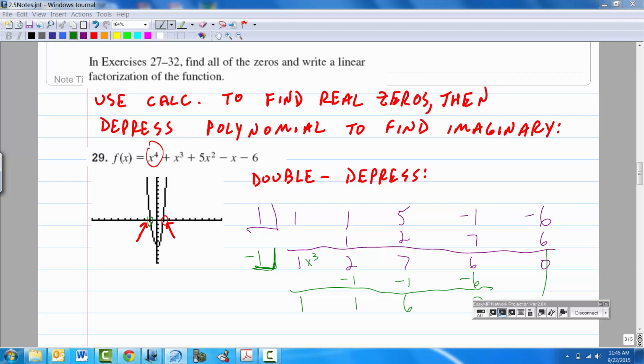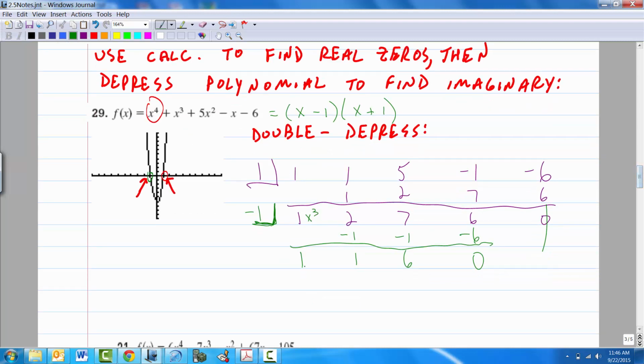What do the directions say? Write a linear factorization. What does that mean? Write this in factored form. So here's the beginning of it. If 1 is a 0, what is a factor? Now it's a linear factorization. This is a linear factor because it's x to the first. -1's a 0, so what goes here? But then we have this thing, which is an x what now? Squared. It's x squared plus x plus 6. Now your world's going to get a little weird.